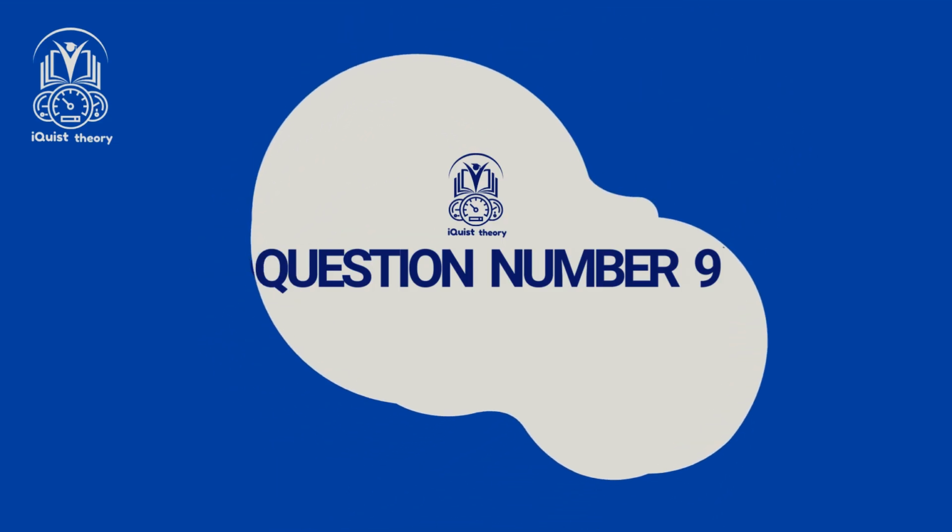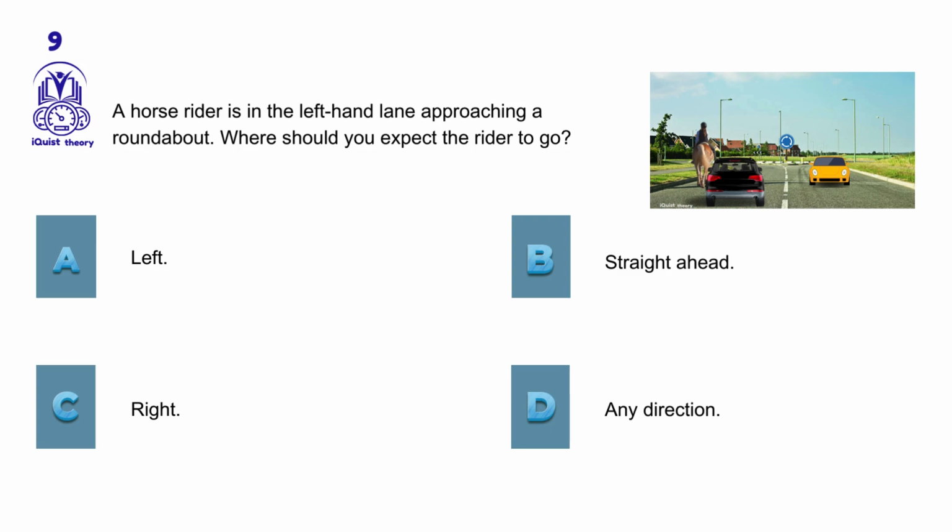Question 9. A horse rider is in the left-hand lane approaching a roundabout. Where should you expect the rider to go? A. Left. B. Straight ahead. C. Right. D. Any direction.